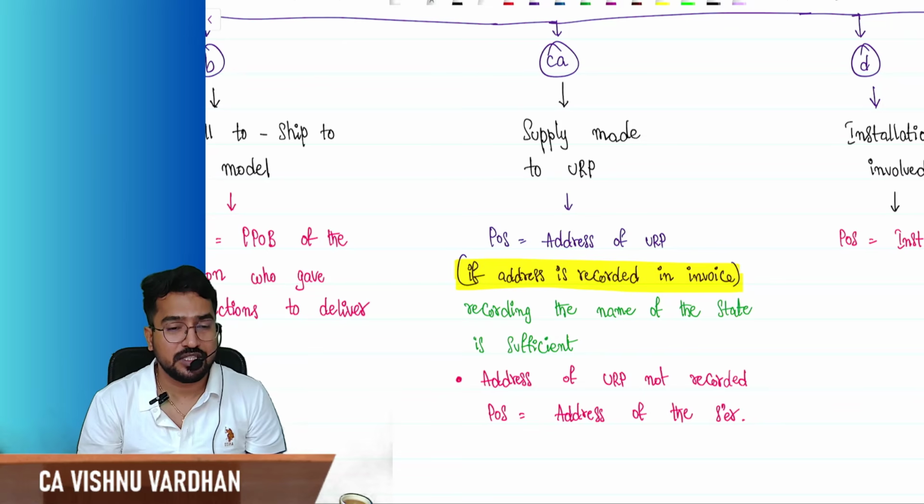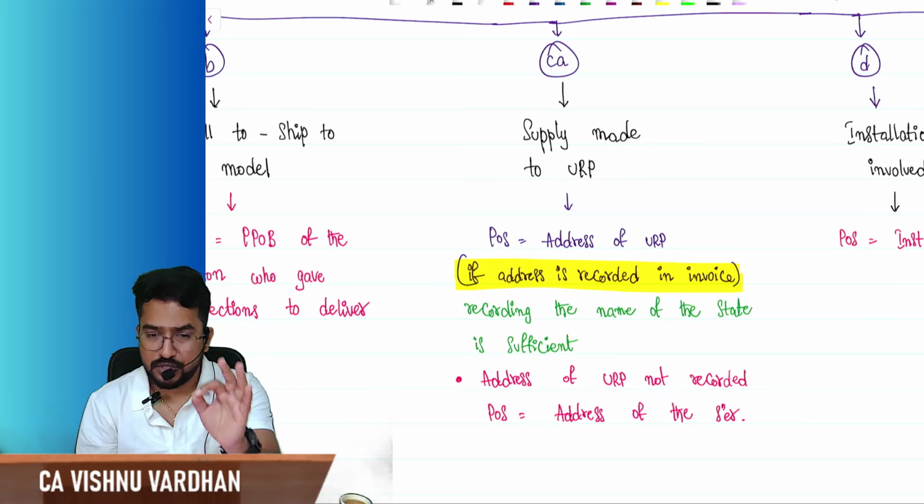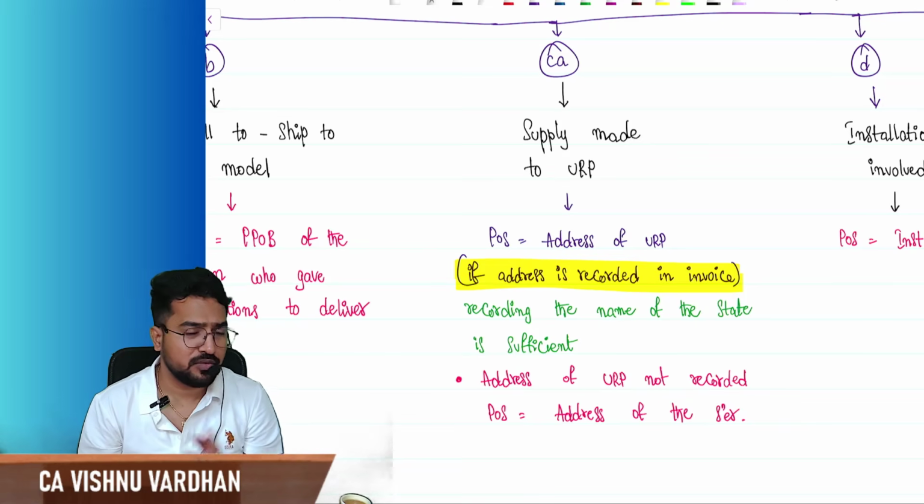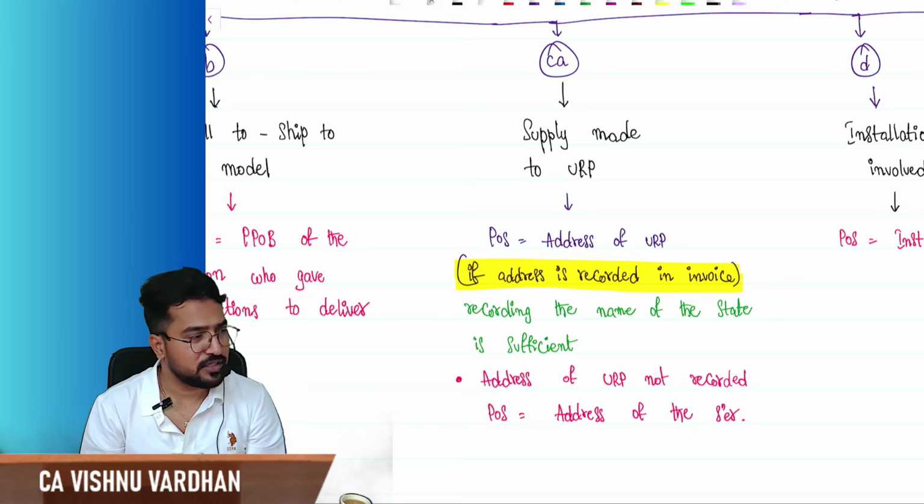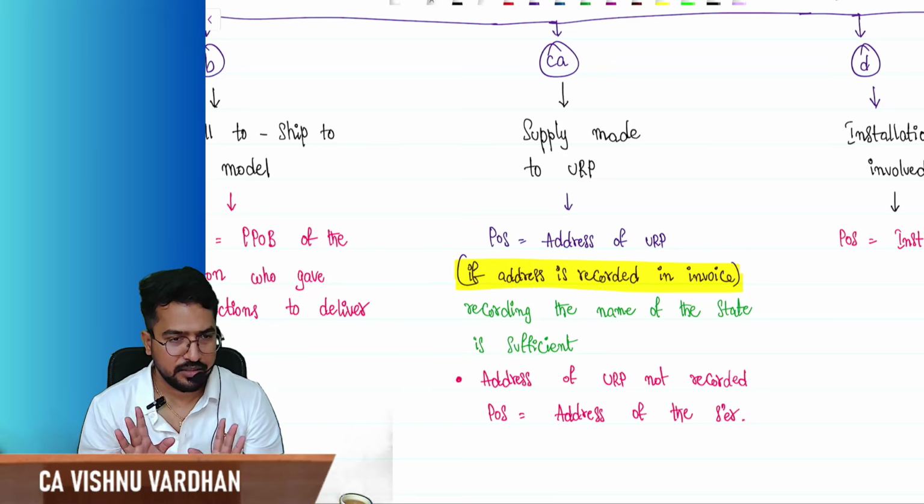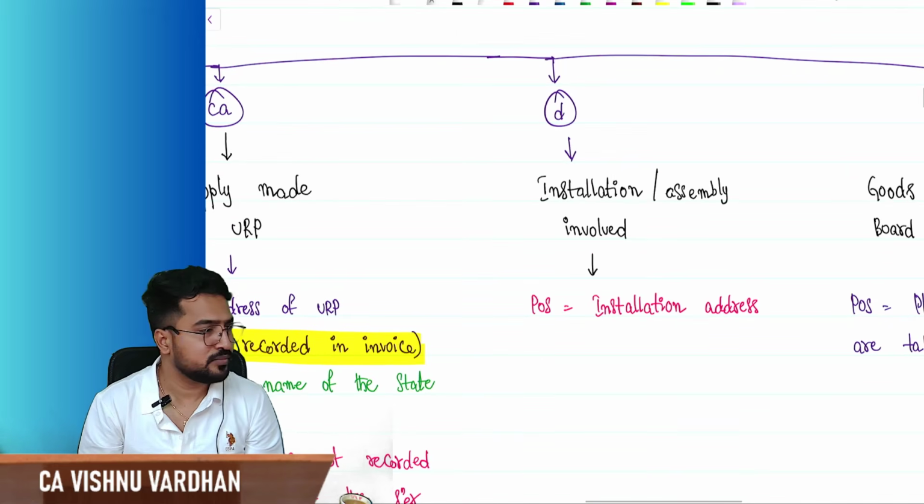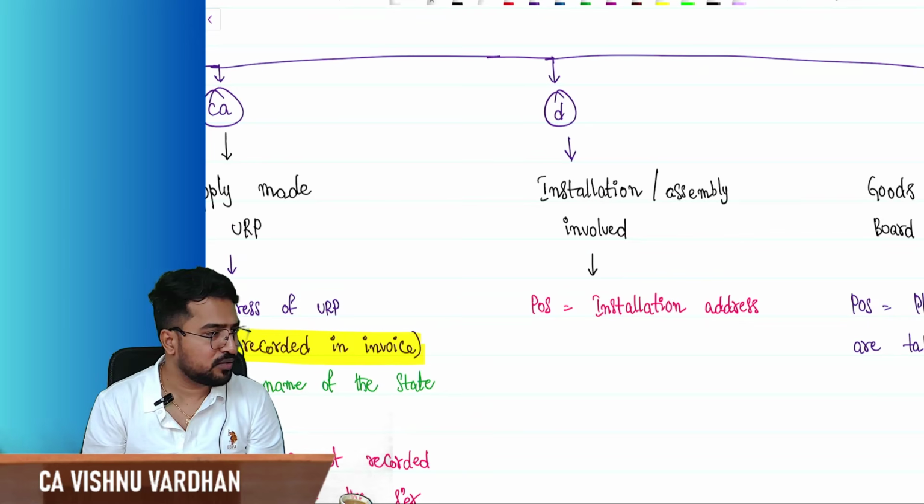And there is a clarification here talking about what? If the supply to an unregistered person is made through an e-commerce operator where the billing address is different and the shipping address is different, then the shipping address will be the place of supply. This one is already discussed. Installation, assembly involved. What is the place of supply?